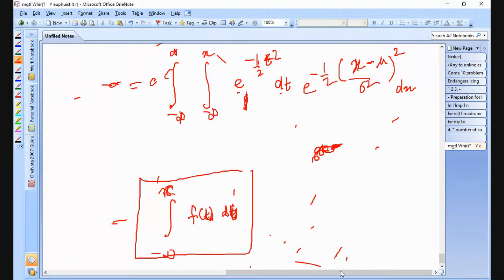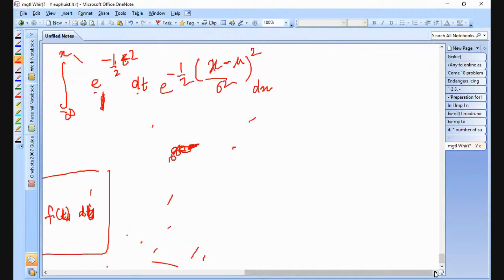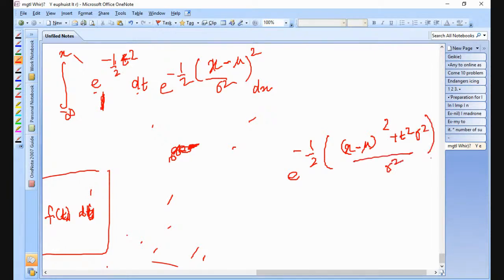So what we will do is the following. Let's take it together. E to the power minus half, x minus mu square plus t square plus sigma square t square by sigma square, dx dt. So we will change it to something else. How we do that? That's the question.